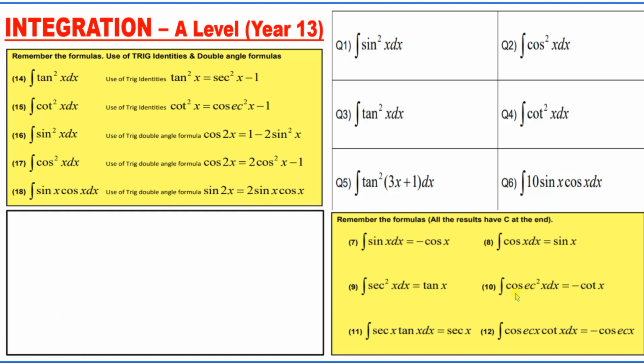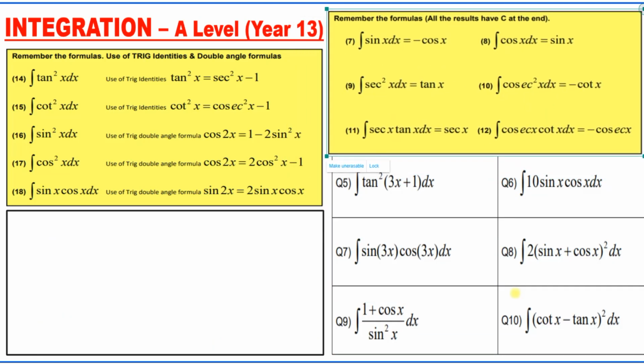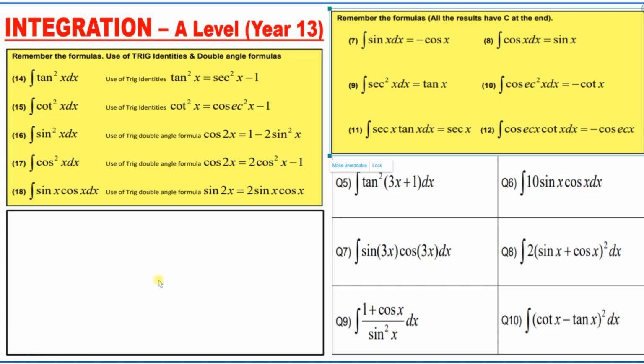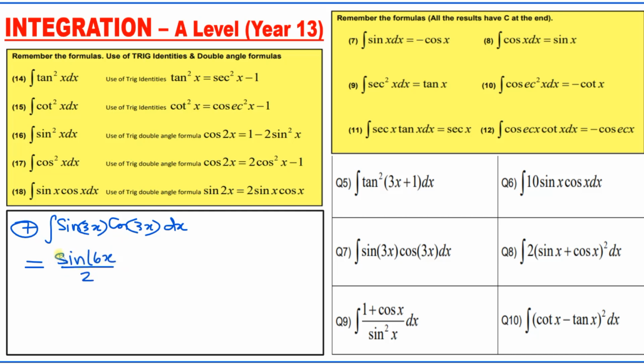I hope you understand this one. So I'm going to lift the formula up, and I can see question number 7 to 10. Let's practice some more questions now. Right? Question number 7, integrating sine 3x cos 3x dx. This is the same as sin x cos x dx, so you can write it as a double angle. The double angle of 3x is sine 6x divided by 2, integration dx.